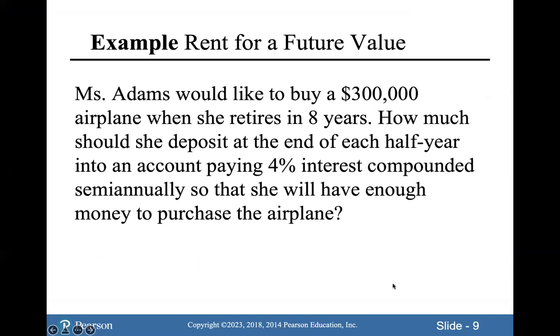All right, so for the next example, Ms. Adams would like to buy a $300,000 airplane when she retires in 8 years. How much should she deposit at the end of each half year into an account paying 4% interest compounded semi-annually so that she will have enough money to purchase the airplane?